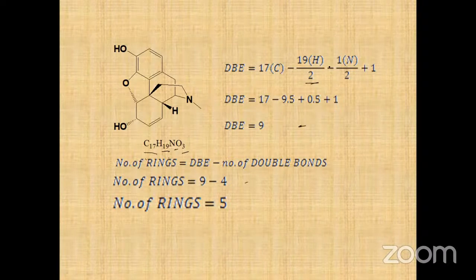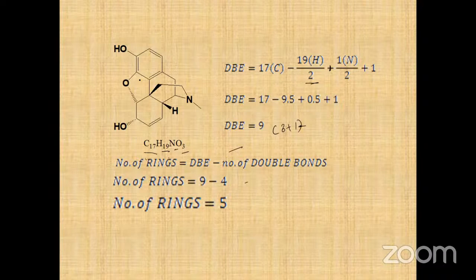And here it is plus, not minus, right? Number of nitrogens by 2. Only one nitrogen is there, so 1 by 2, plus 1. Therefore, 17 minus 19 by 2, plus 0.5, plus 1. Then 17 minus 9.5 plus 0.5 plus 1. 17 minus 9 is 8, plus 1. Therefore, the result is 9. The double bond equivalence is 9.